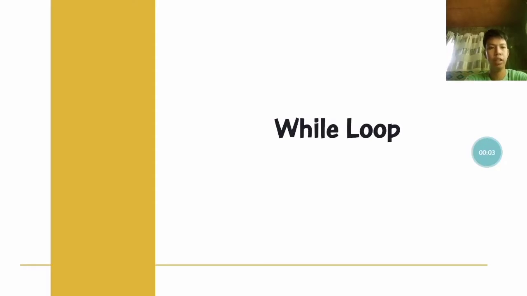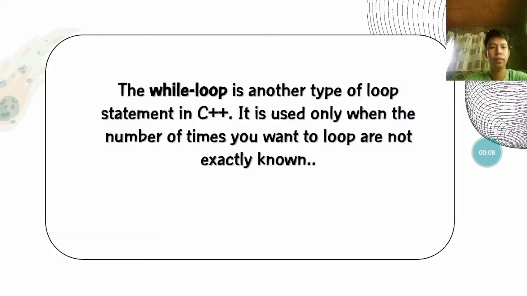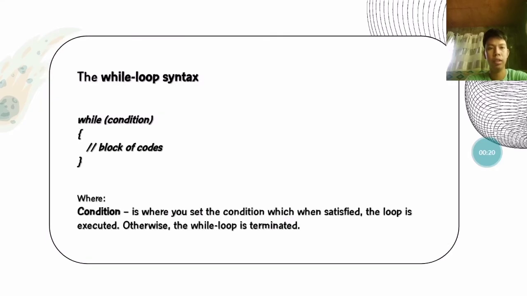So, good day. For this topic, let us discuss what is while loop. The while loop is another type of loop statement in C++. It is used only when the number of times you want to loop is not exactly known. The while loop syntax has the while condition and a block of codes, where condition is where you set the condition which when satisfied, the loop is executed. Otherwise, the loop is terminated.